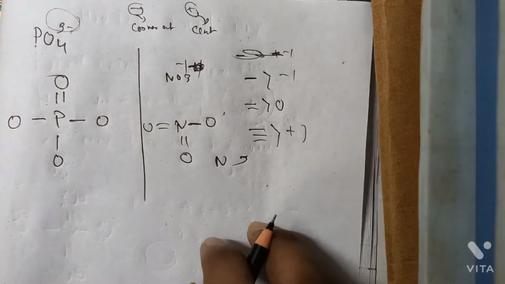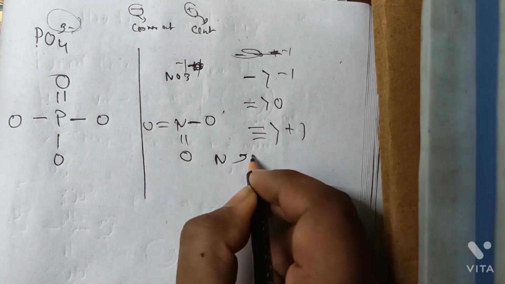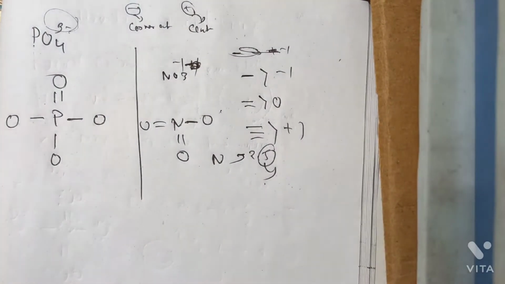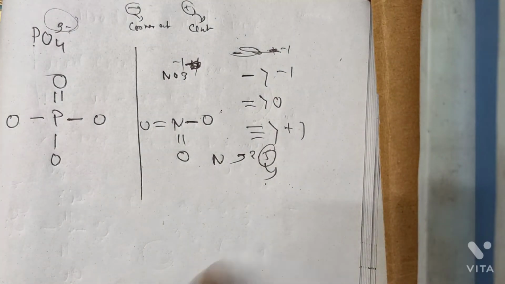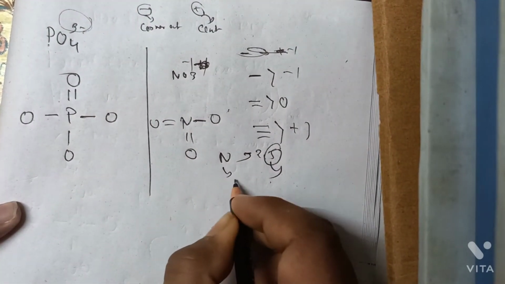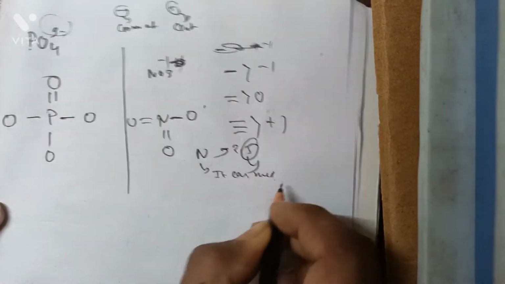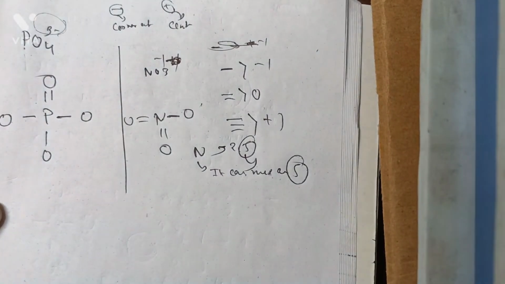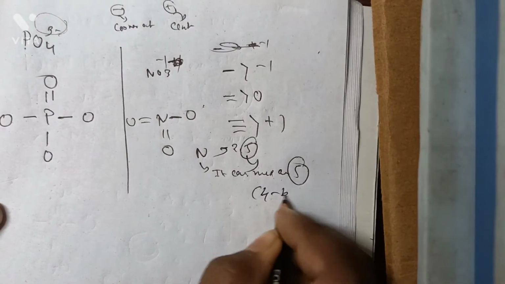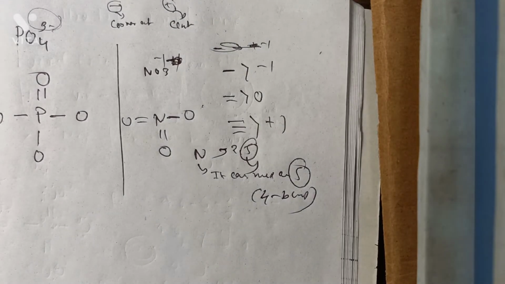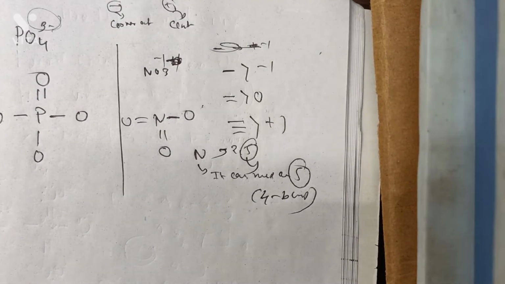Do you know why? Nitrogen has electronic configuration 2,5. That means it has 5 electrons. But although it could have a maximum covalency of 5, it can only make 4 bonds. It is an exceptional case. Nitrogen can never be pentavalent. It will always make 4 bonds.